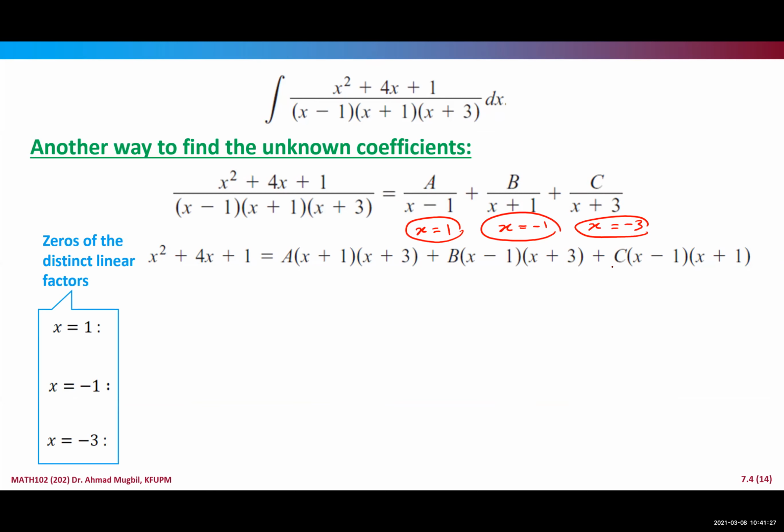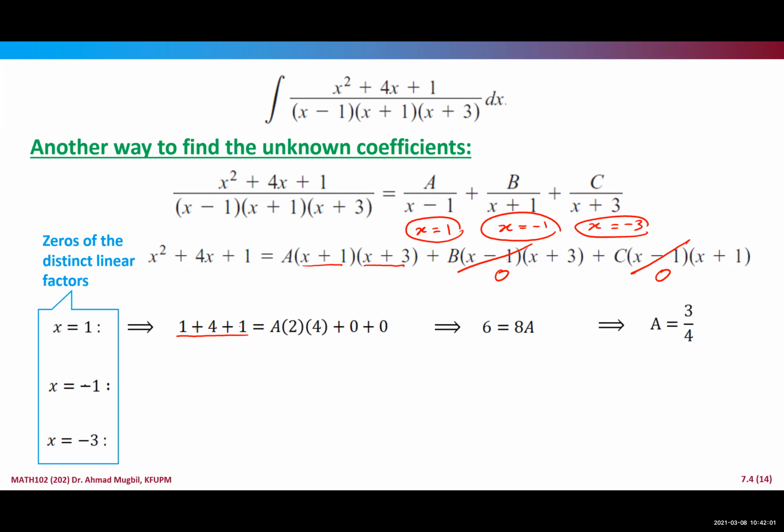Now we will go to this equation here and we will substitute. For x equals 1 here, you will have 1 plus 4 plus 1. Here it is, okay? For x equals 1 here, you will have 2. Here you will have 4. If you put x equals 1 here, because we have x minus 1, it will be 0. This will be 0 because we have x minus 1 there. So now simplify. This will be 6. This will be 8a. Is it clear, Shabab?